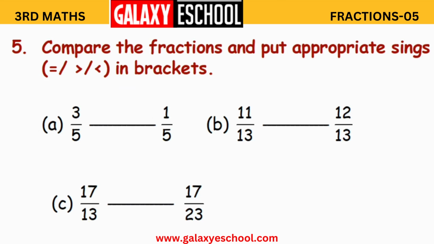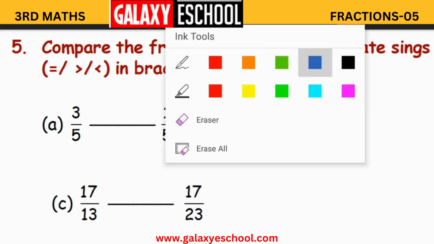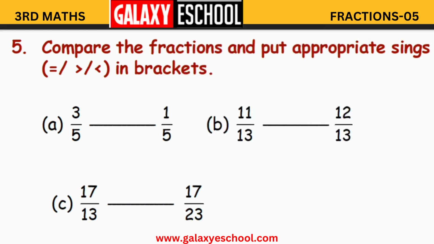Understood, children? Now coming to the last question for today. Compare the fractions and put appropriate signs. Now how do we compare the fractions? They should be like fractions, and in case of like fractions where the denominators are same, we compare the numerators and put the appropriate sign. Yes or no? When we compare 3 and 1, what is the result? 3 is greater than 1. So the fraction 3 by 5 is greater than 1 by 5.